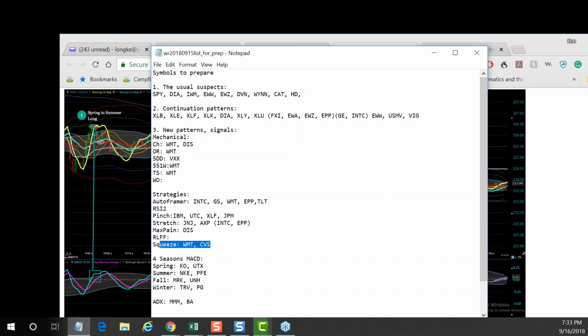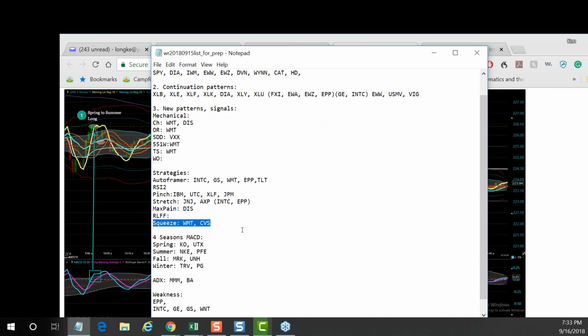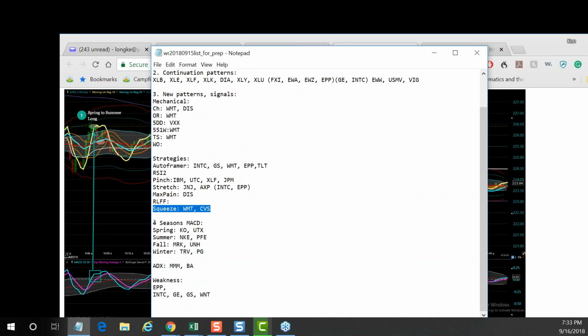Disney's in a max pain. You see another Walmart for a squeeze. When I looked at the 4 seasons of the MACD, these are the ones that struck me as worth looking at from the Four Seasons based on where they are in the life cycle of MACD histogram.